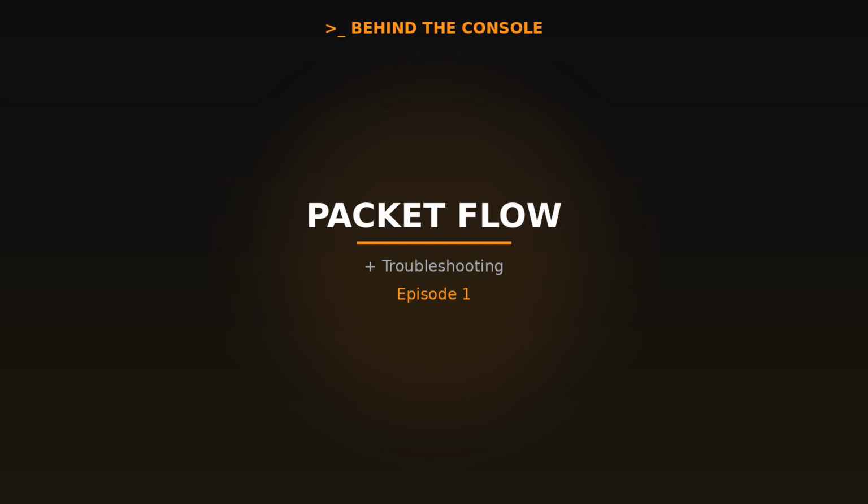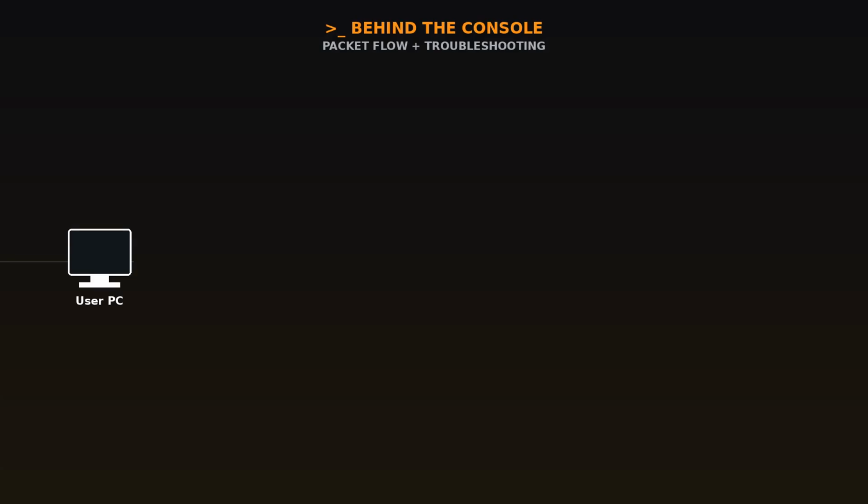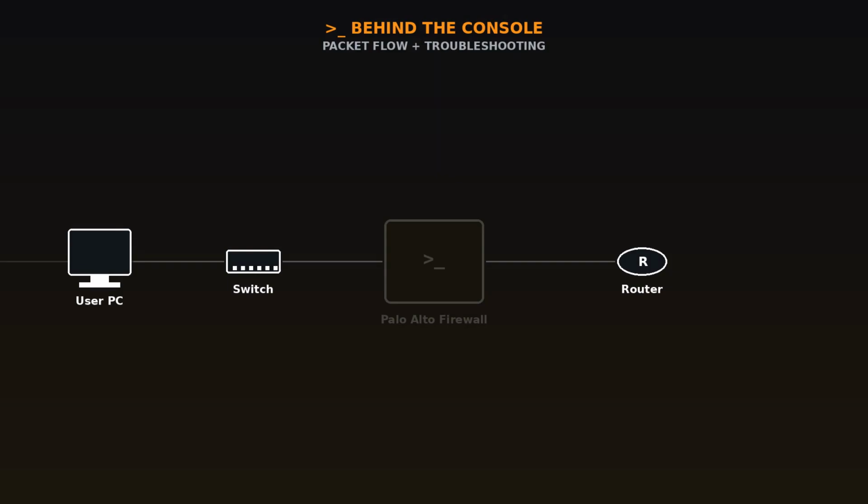In this video, you'll learn exactly how a packet travels through a Palo Alto firewall, stage by stage, and how to troubleshoot it when something goes wrong. Here's our setup: a user's PC, connected through a switch, into a Palo Alto firewall, out through a router, to the internet. Every communication starts with a packet. Whether you're opening Google, accessing Microsoft 365, or connecting to a VPN, everything begins with a packet leaving your computer, hitting the switch, and arriving at the firewall.